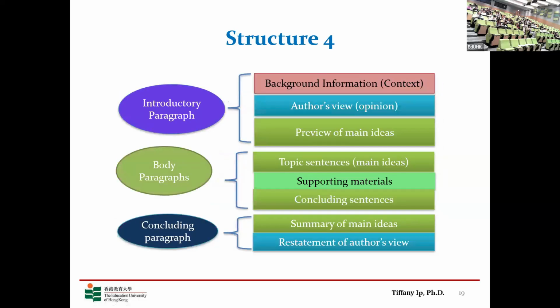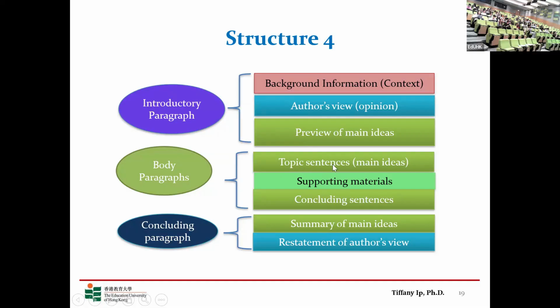Right? So that's why structure 4 is the most complete. You first provide a context, right, so that people know what they should expect. And then your view, if it is an argumentative essay, and also the preview of the main ideas. And then in the body paragraphs, why is it still in green? Because they are aligned. And so they should align with each other.